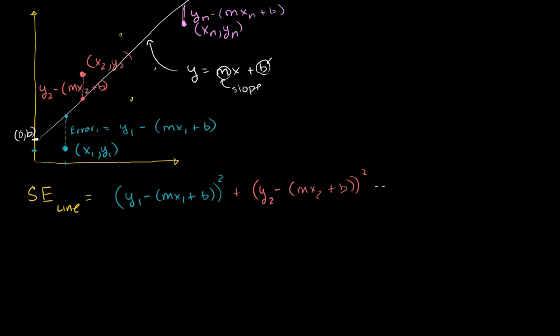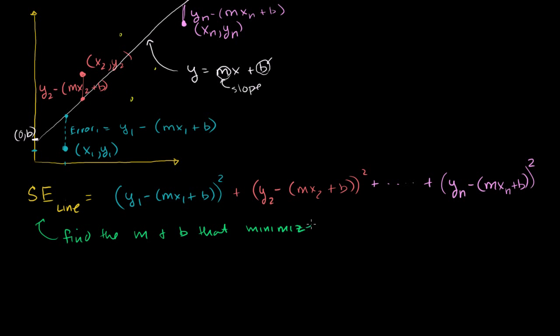And then we keep going. We're going to go n points, I should say. We keep going all the way to this nth error. The nth error is going to be yn minus (mxn plus b). And then we are going to square it. So this is the squared error of the line. And what we're going to do over the next few videos is find the m and b that minimizes this value, that minimizes the squared error of this line right here.